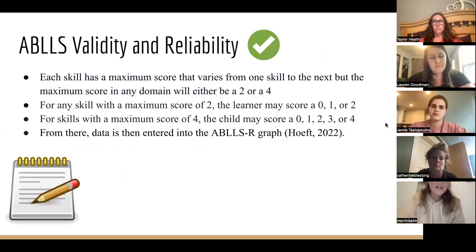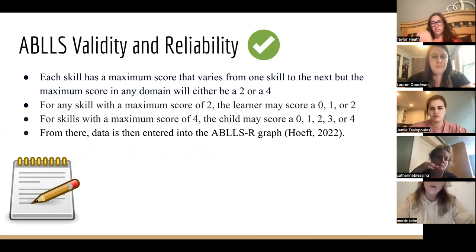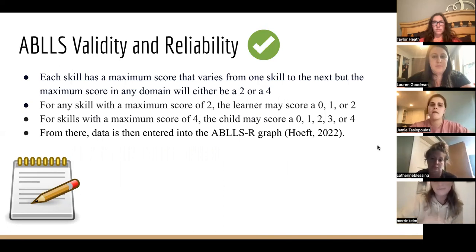So ABLE's validity and reliability. Each skill has a maximum score that varies from one skill to the next, but the maximum score for any domain will either be a 2 or a 4. For any skill with a maximum score of 2, the learner may score a 0, 1, or 2. For skills with a maximum score of 4, the child may score a 0, 1, 2, 3, or 4. From there, the data is then entered into the ABLE's R graph.